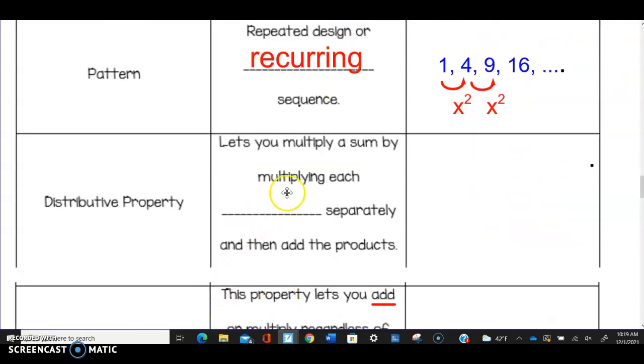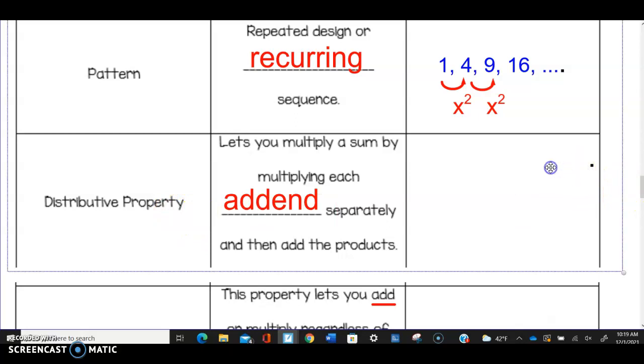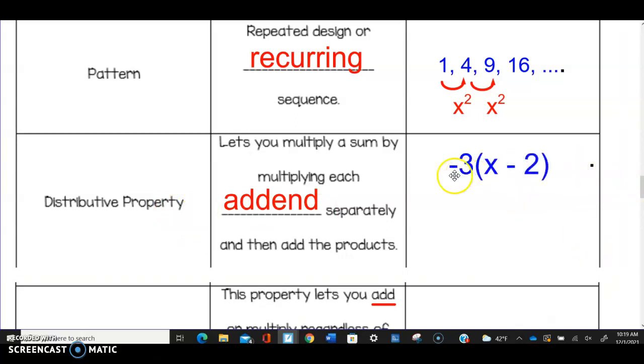The distributive property lets you multiply a sum by multiplying each addend separately and then adding the products. We've done some work with the distributive property, but we haven't worked with variables within it. So an example of the distributive property, we have negative 3 times x minus 2. In this case, we can't move forward with x minus 2 because we don't know what x is, but we can multiply both terms within the parentheses by the negative 3.